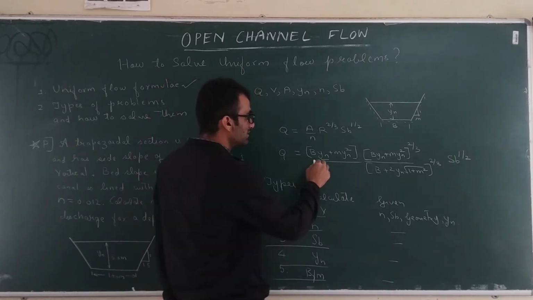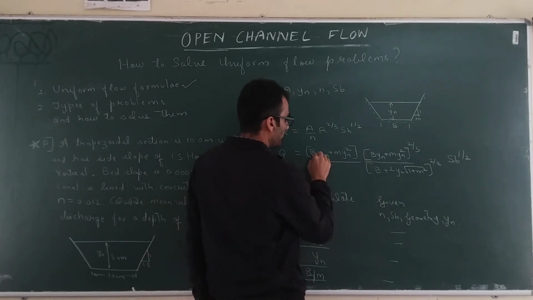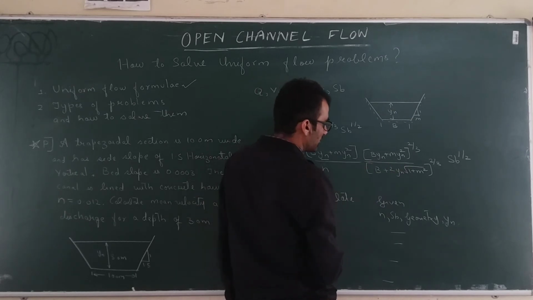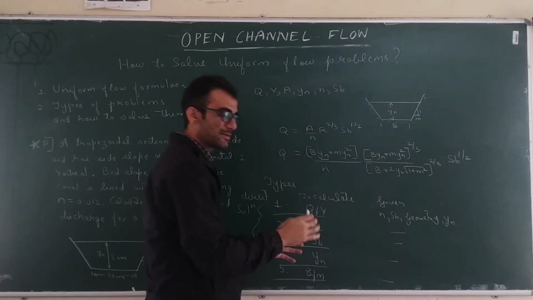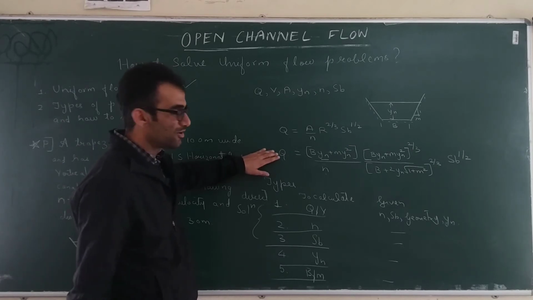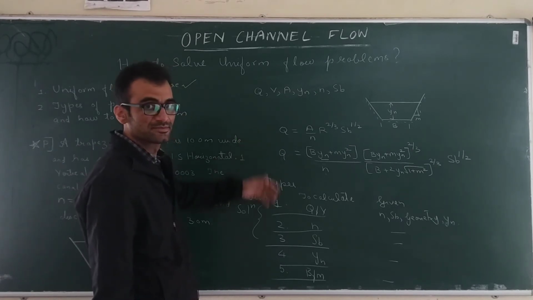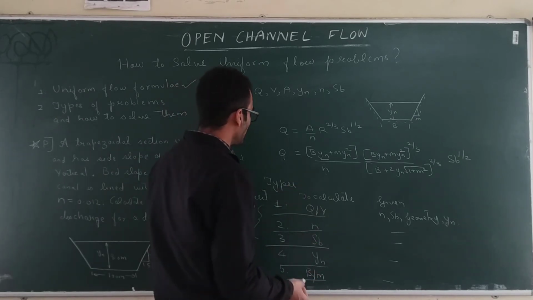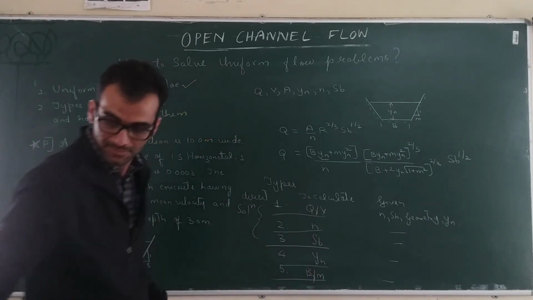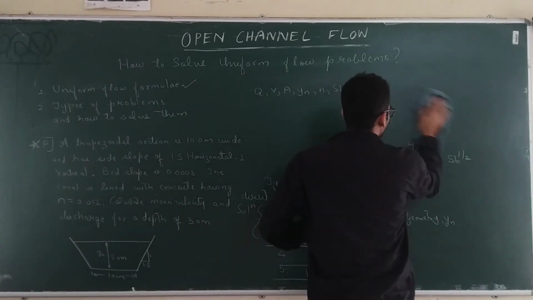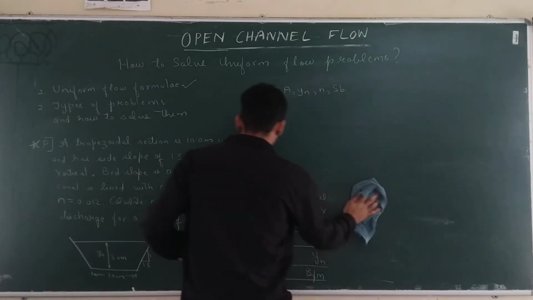Same is the case with geometrical properties like base width or M you want to find out. Then you cannot separate that easily, or rather you cannot separate it at all. So you have to go for trial and error, or you have to go for some simple programming, trial and error, and get the solutions. So these are the 5 types of problems. We will see all these types of problems.